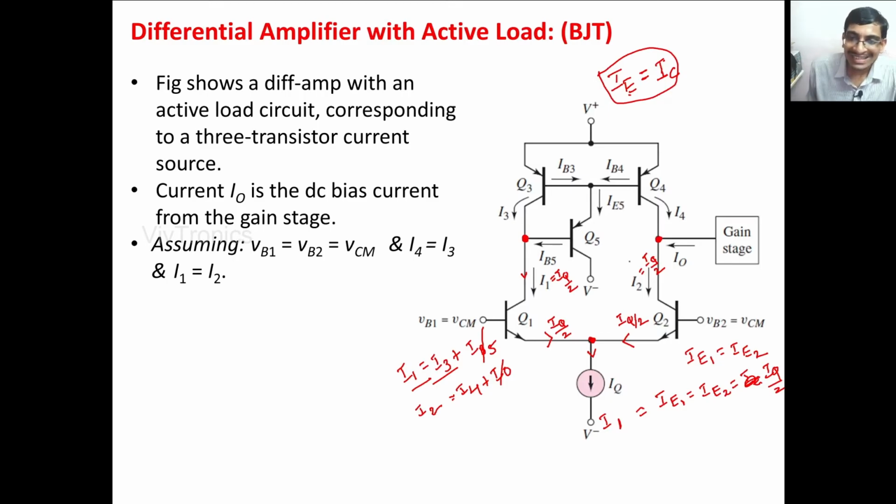In order to balance this differential amplifier circuit, we have to make I1 equal to I2, equal to I3, equal to I4. These currents should all be the same for the balancing of this circuit. But here we have only one constraint. I1 is equal to I2, because I1 is equal to IQ by 2 and I2 is equal to IQ by 2. There is no problem with I1 and I2, but we have some problem with I3 and I4 being equal, because the currents IB5 and I0 may not be negligible. So we need to find the values of the IB5 and I0 currents.